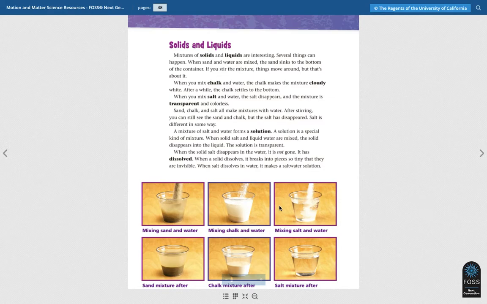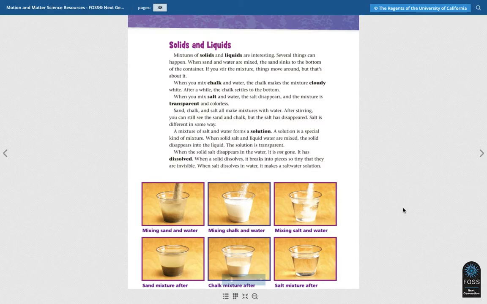When you mix salt and water, the salt disappears and the mixture is transparent and colorless. Sand, chalk, and salt all make mixtures with water. After stirring, you can still see the sand and chalk, but the salt has disappeared. Salt is different in some way. A mixture of salt and water forms a solution. A solution is a special kind of mixture.